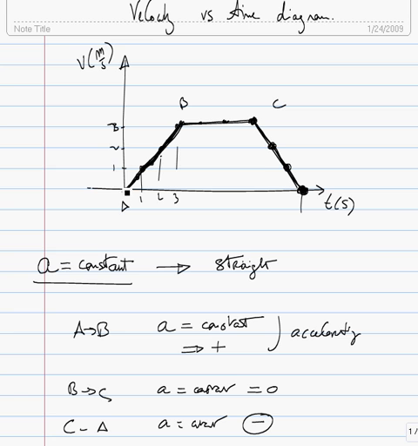So we went from 0 velocity to 3 meters per second, then we stay at 3 meters per second for a certain amount of time, and then we reduce our velocity again and stop after this amount of time. Acceleration, constant velocity, deceleration.